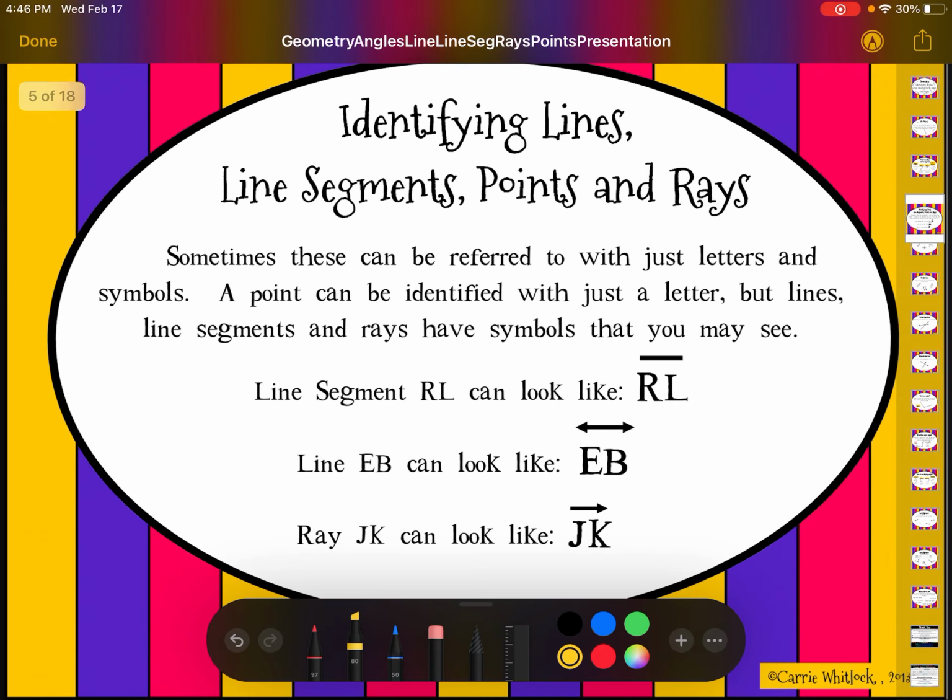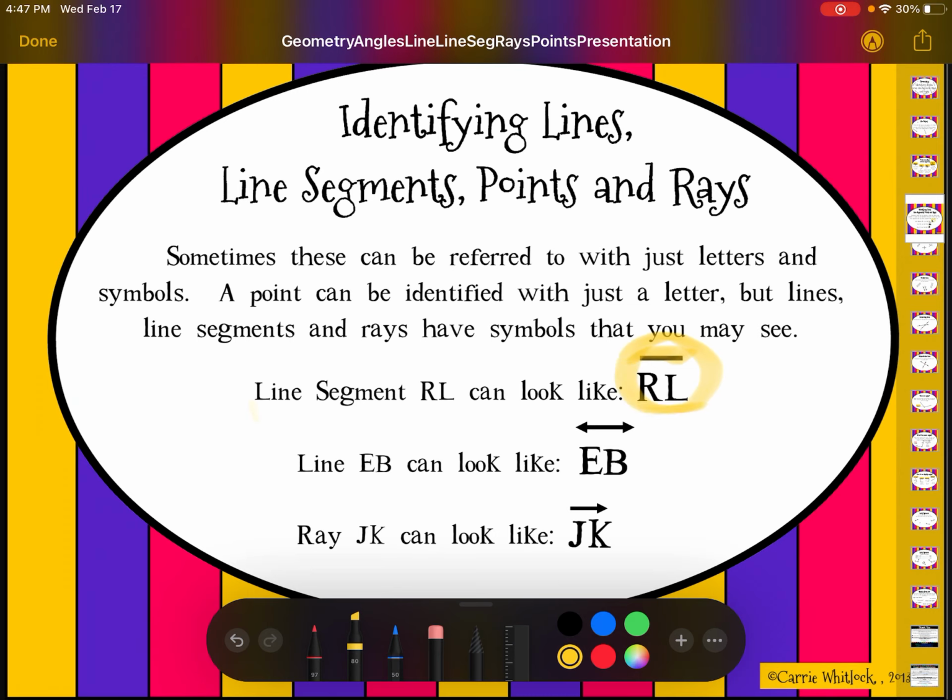Identifying lines, line segments, points, and rays. Sometimes these can be referred to with just letters and symbols. A point can be identified with just a letter like we talked about. But lines, line segments, and rays have symbols that go on top of the letters that look like this below. So a line segment RL can look like the letters R and L with just a line above it, like so. So that's how you would identify that, and you would read that as line segment RL.